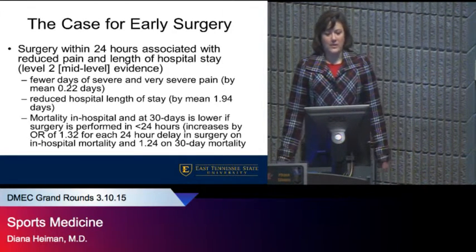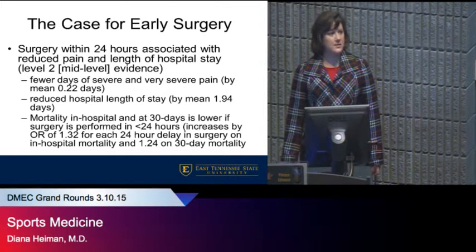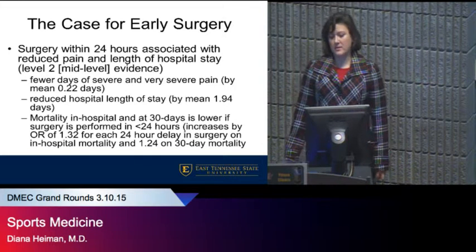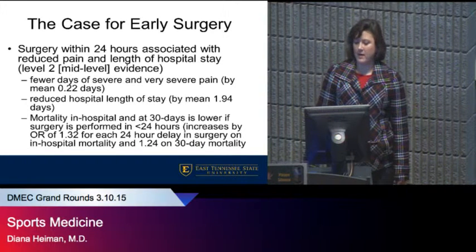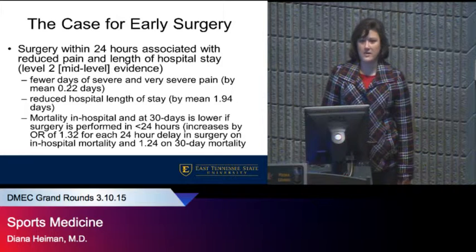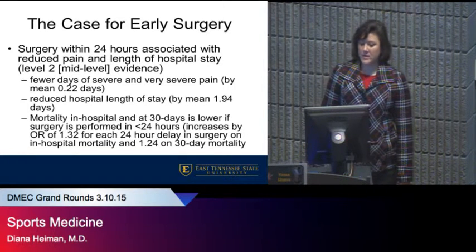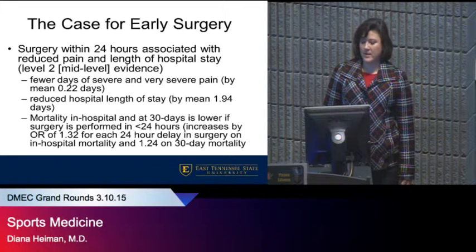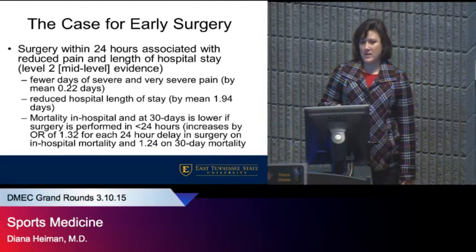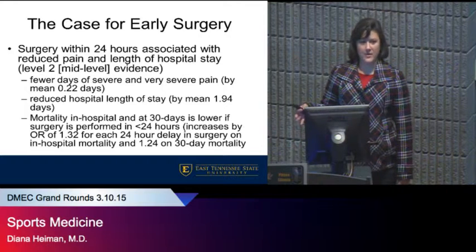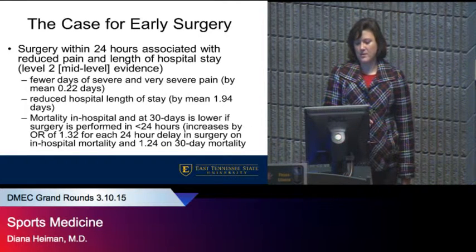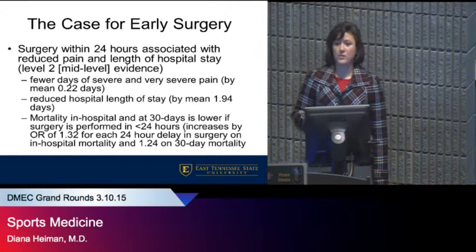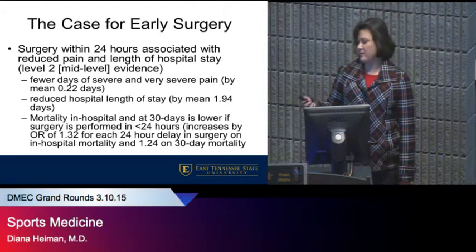So surgery within 24 hours is associated with reduced pain and reduced length of stay in the hospital, fewer days of very severe and severe pain by a mean of 0.22 days, reduced hospital length of stay by 1.94 days, which is actually fairly significant and would be a huge cost savings. And then mortality in hospital and at 30 days is lower if the surgery is performed in less than 24 hours. And one study showed that it increased by an odds ratio of 1.32 for each additional 24-hour delay in surgery after that first 24 hours. And then also 1.24 odds ratio, and so the 1.32 was the in-hospital mortality odds ratio, and 1.24 was the 30-day mortality for each 24 hours after the first 24-hour period.